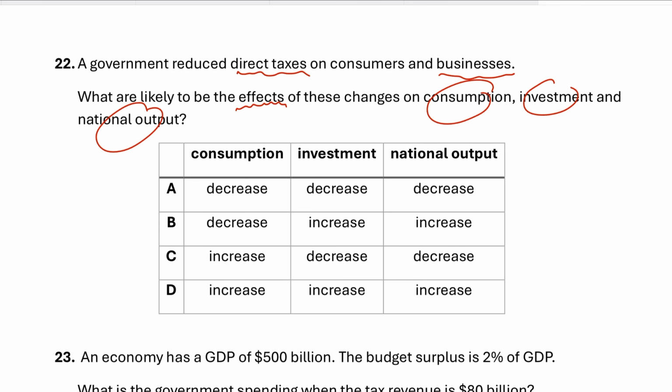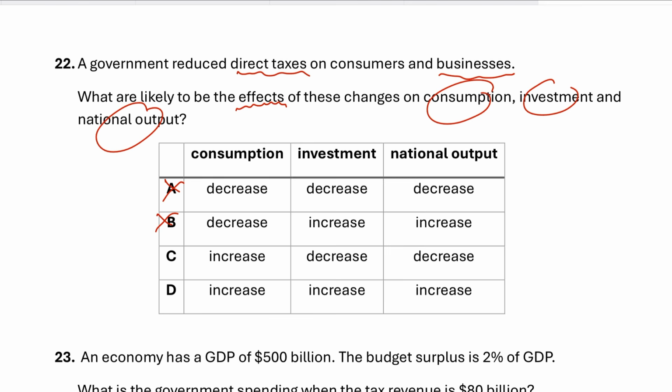Let's say for me, for you it might be any other, but the first thing that clicks to me is consumption. If you're reducing income tax, consumers would have higher disposable incomes because they pay less income tax, so higher disposable income leads to higher consumer spending. Therefore, consumption should increase. So the answer has to be either A or B.